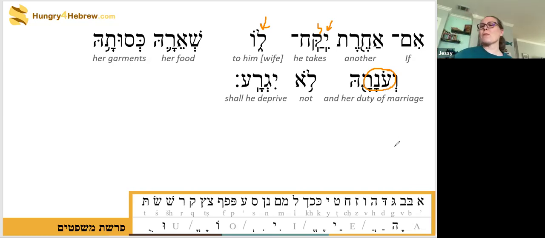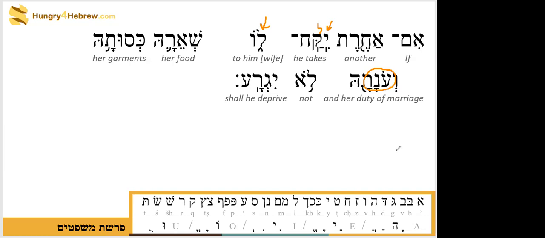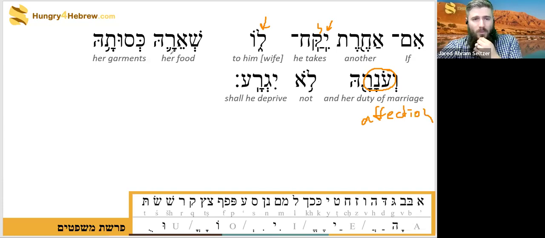No, like his duty to, the word is escaping me right now. Affection. He can't just push her aside. So basically, her food, her garments, and her affection, he shall not deprive.